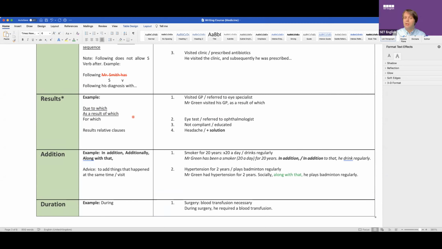What do we say next? He was referred to an eye specialist. Yeah, I told you this is hard, right? So what's happening here? Let's just make sure we understand the grammar. Mr. Green visited his GP, as a result of which he was referred to an eye specialist. Subject, where's the verb? Visited. That's what's called the main clause, the independent clause. What about this one? As a result of which? Is there a subject here?